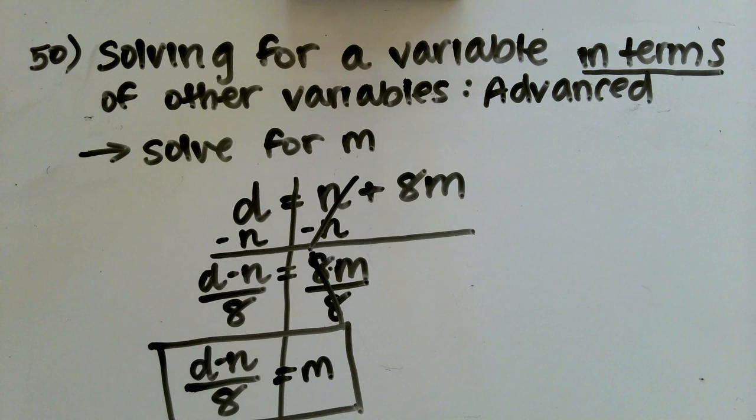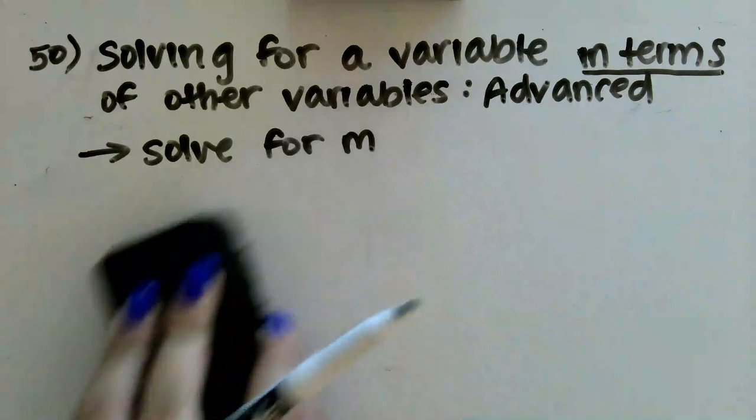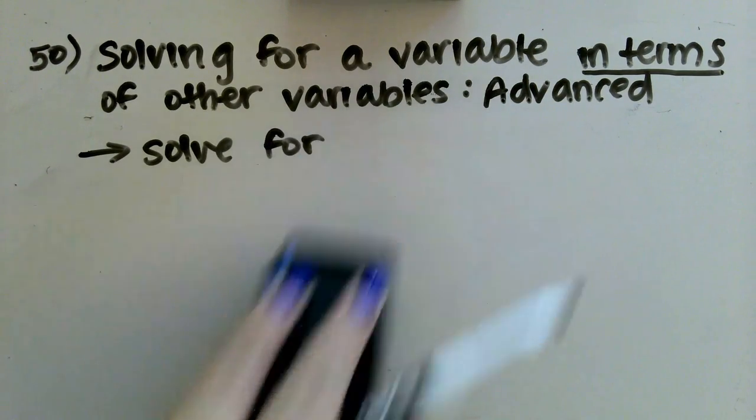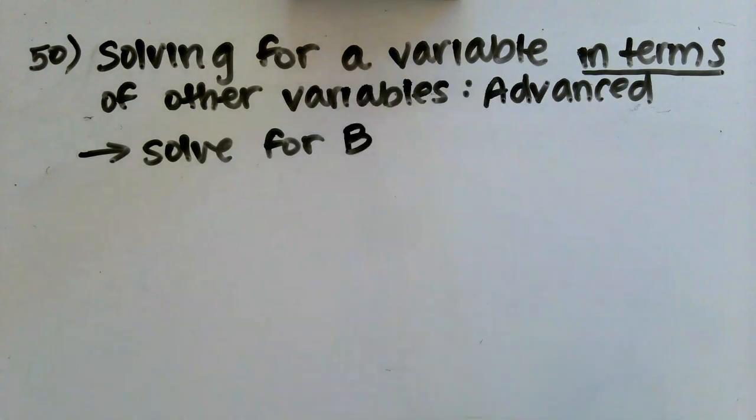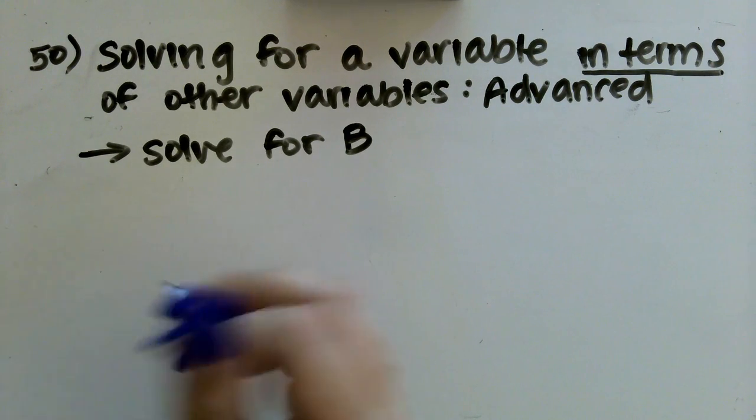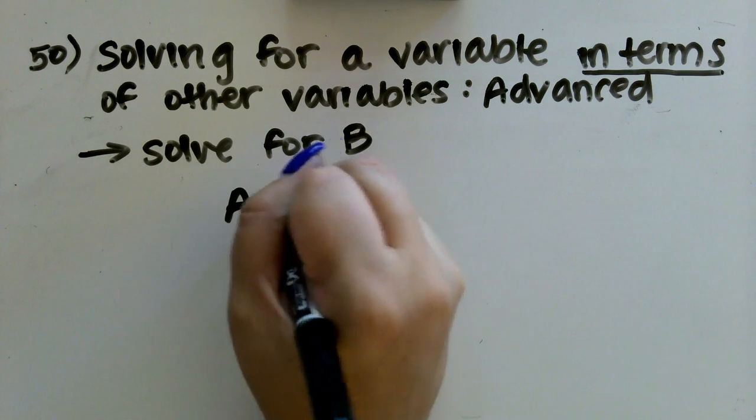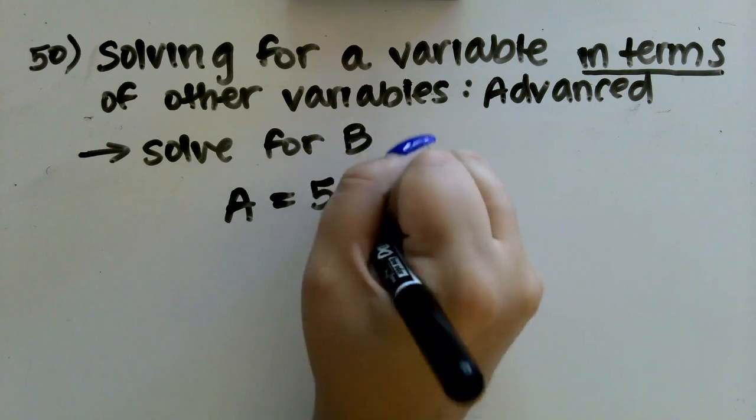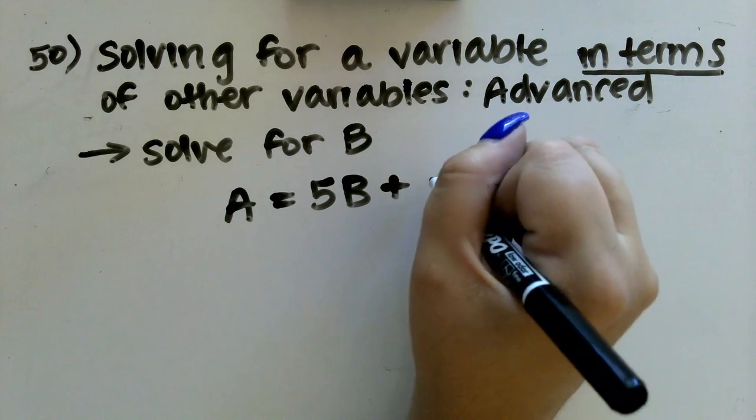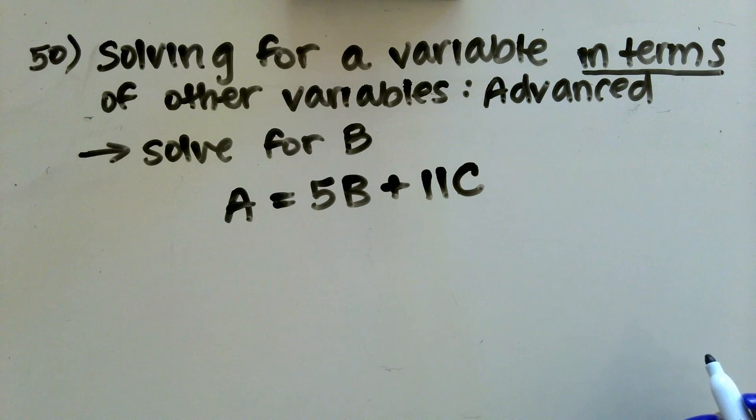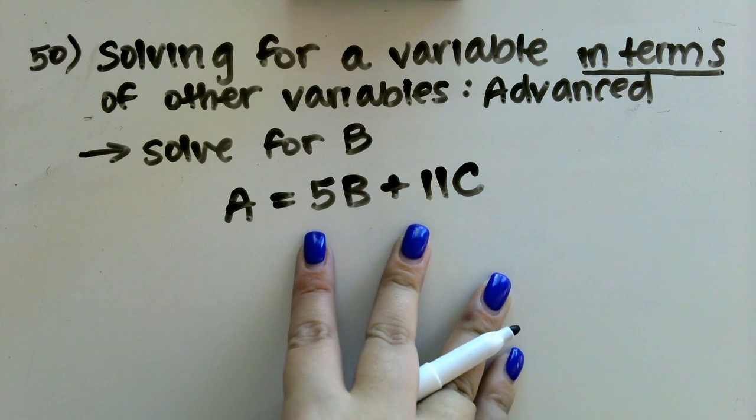Okay, so again, we solved for the variable that they were asking us to solve for in terms of the other variables. Go ahead and take those notes down, and let's go through one more quick problem. This time we are going to be solving for b, the letter b. Our equation reads a is equal to 5b plus 11c. Whoa. There's coefficients sitting in front of both of our variables on the right-hand side.